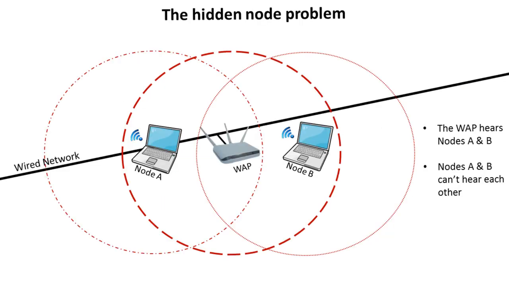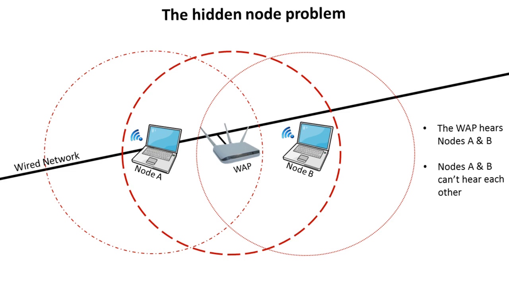Now, the hidden node problem mentioned and illustrated here is a great example of why we use these protocols and why we typically try to use one that has the request to send, clear to send. So here we can see we have a couple of nodes wirelessly connected on our network. Node A can see the wireless access point because it's in range, and node B can see the wireless access point. But node A is not able to see node B or vice versa. They're out of range of each other.